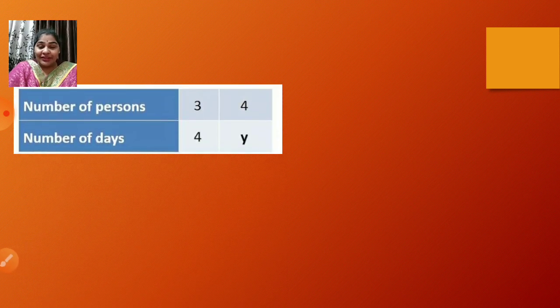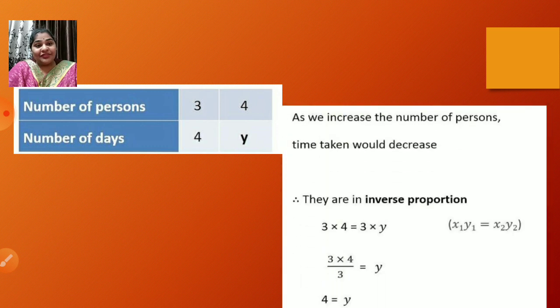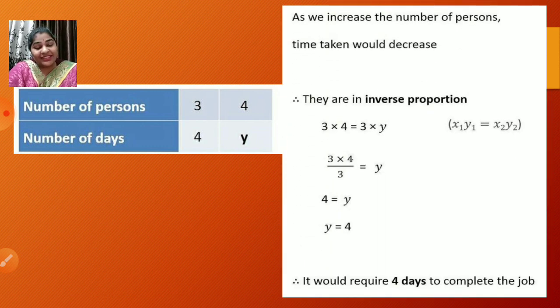So here is the table: number of persons, number of days. We will take x1 y1 is equal to x2 y2. So it will be 3 into 4 is equal to 4 into y. Transposing 4 to the left hand side, children, it will be 3 into 4 as it is, whole divided by 4 is equal to y. When you solve, y is equal to 3. So it would require 3 days to complete the job.